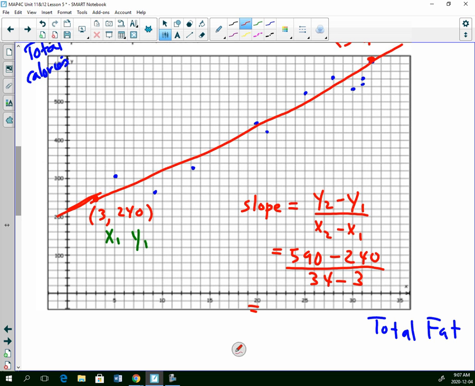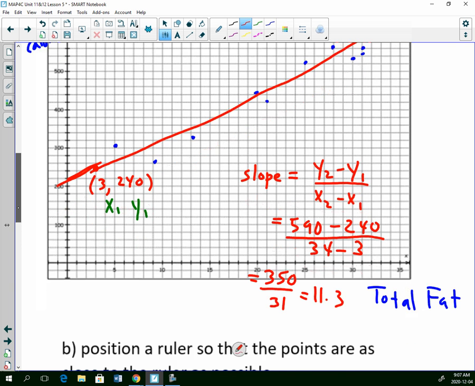So your slope can be a decimal, okay? It doesn't have to be a fraction. So I'm just going to do 590 minus 240. Should be able to do that in my head, you think. Over 31. So we'll divide that by 31, and my slope is 11.3. Okay, so that's my rate of change.